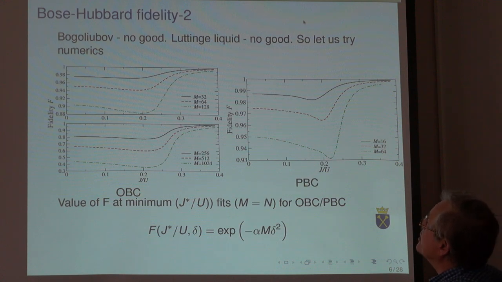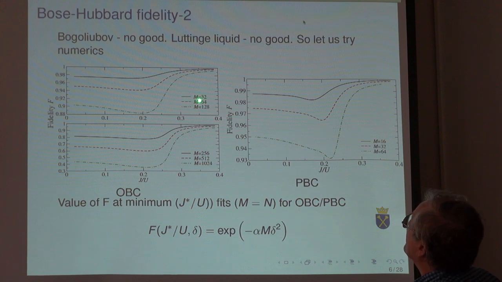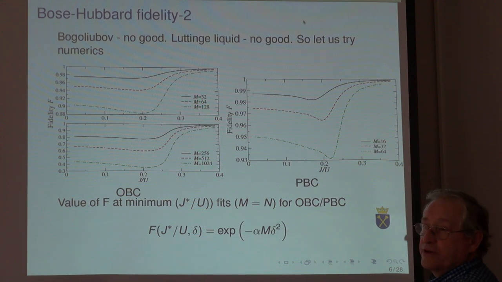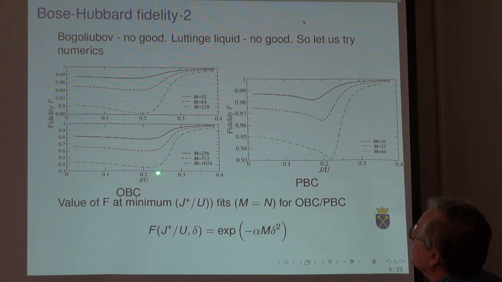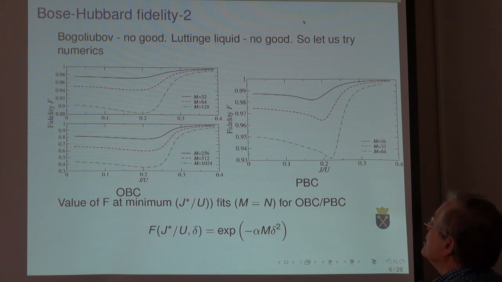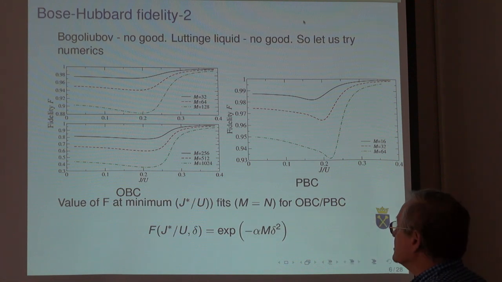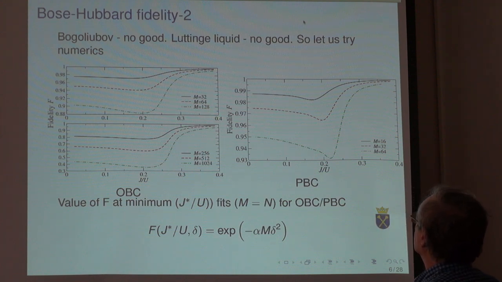So this is how this fidelity looks as the size of the system, or number of particles, increases. You see that the number of particles is smaller than something like this, and then this develops a shallow minimum, which you can trace, find the value of this minimum and the position of this minimum, hoping to find the phase transition. So these are the open boundary conditions.